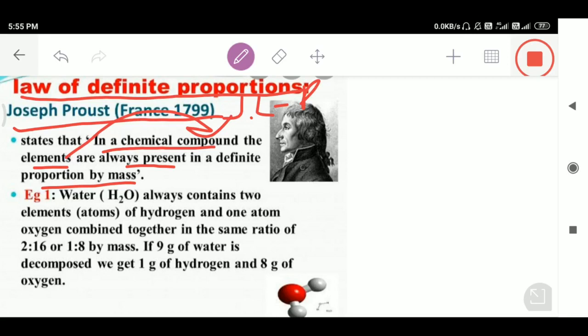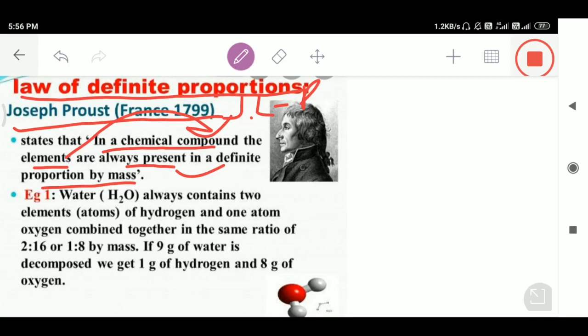Lavoisier and other scientists observed that many compounds were composed of two or more elements, and each compound had the same elements in the same proportions, irrespective of where the compound came from or who prepared it. This led to the law of constant proportions, which is also known as the law of definite proportions. So according to this law, in a chemical compound, the elements are always present in a definite proportion by mass.